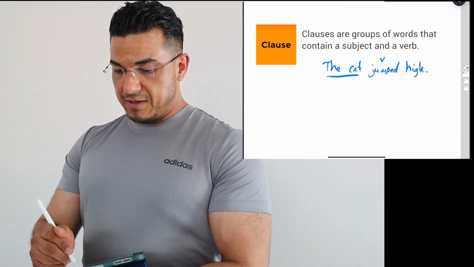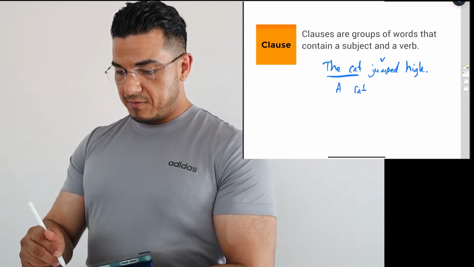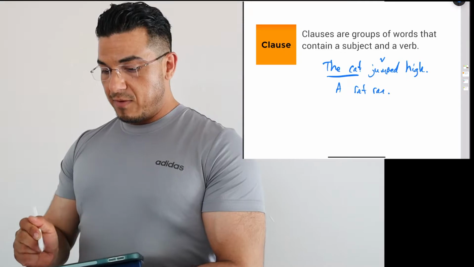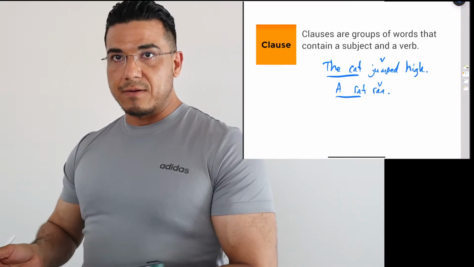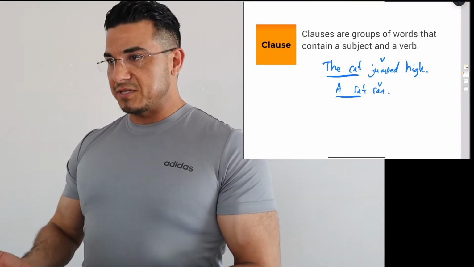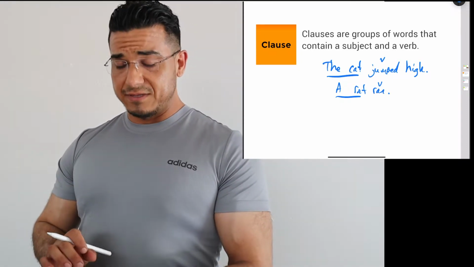You could also say, a rat ran. Very, very simple sentence. Here we have a rat. And what did he do? Well, he ran. Okay, that's a clause. Just a subject, just a verb. It's just a sentence, or a thought in some ways.